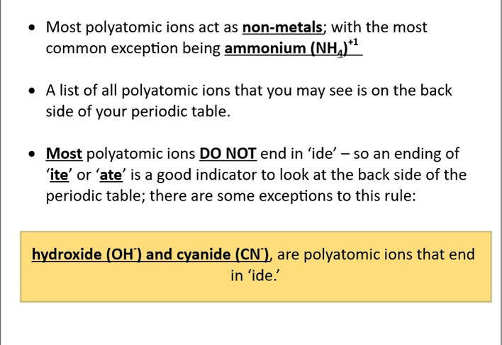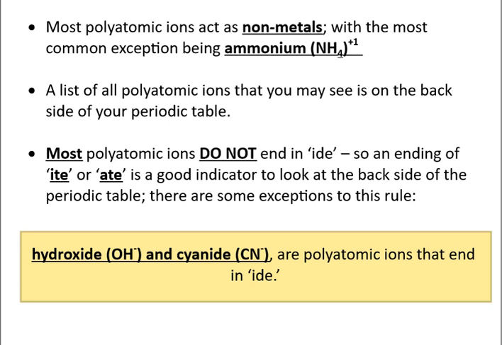So polyatomic ions usually act like nonmetals. They usually take on a negative charge. They're usually going to attract electrons, but not always. Ammonium, which is an NH4 grouping with a +1 charge, actually acts more like a metal. But either way we look at it, polyatomic ions are groups that come with a charge.